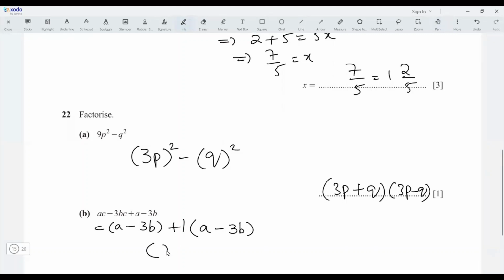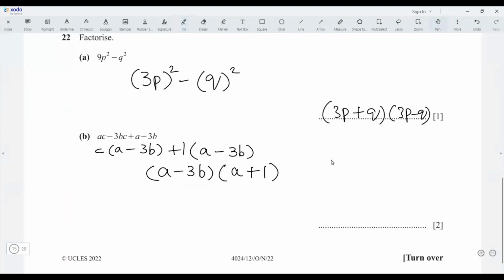Look at the terms. These two are common. a minus 3b is to be written once and multiplied with a plus 1. So this is to be done in 2 steps, and you will get 2 marks if you've done both of the steps correctly. a minus 3b times a plus 1. So I hope you understand this. If you have any queries, do let me know right now.